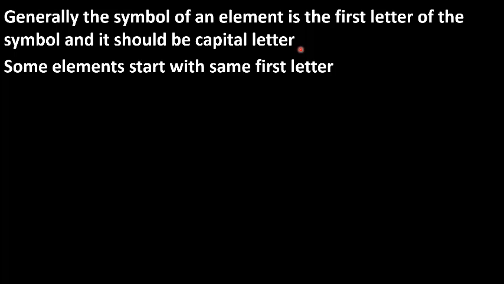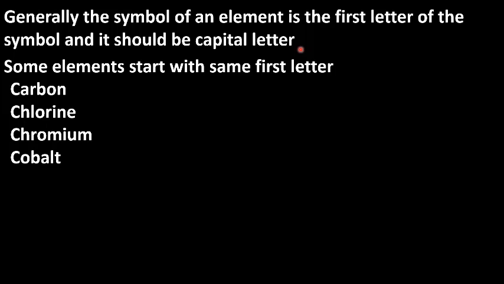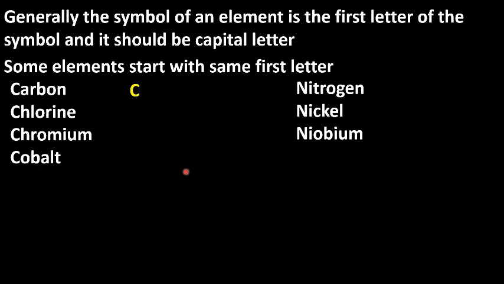In some cases, certain elements have the same first letter. For example, carbon, chlorine, chromium, cobalt. See, all these four elements start with the same first letter. If we take the same first letter C as a symbol, then if C is written, it gives a lot of confusion about which element C represents. Similarly, nitrogen, nickel, niobium, etc. Three elements start with the same first letter N.